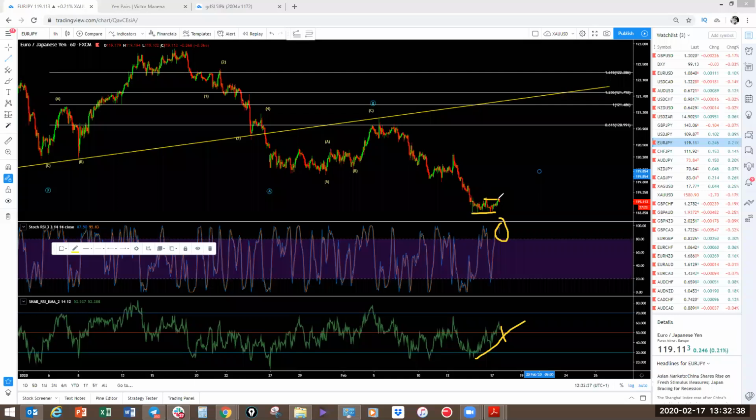Let's see, when this structure confirms further downside, you'll see that the stochastic and the RSI will confirm exactly the same thing. It's the same way that this confirmed here, and the stochastic and the RSI just confirmed that this was going to carry on to the downside. So there could be potentially another move to the downside here. That is Euro Yen.